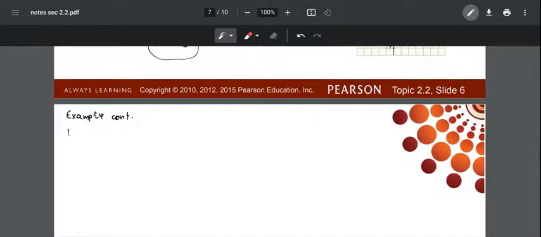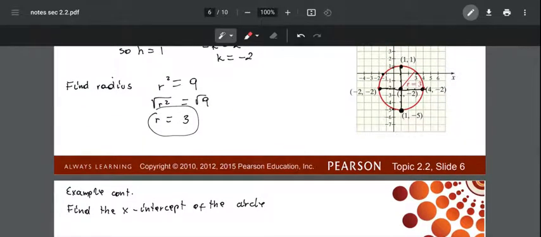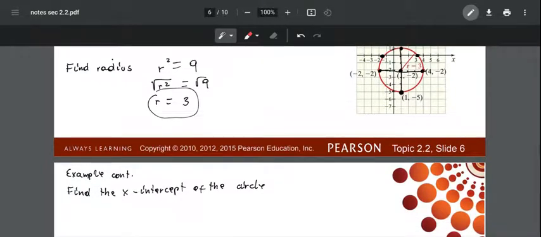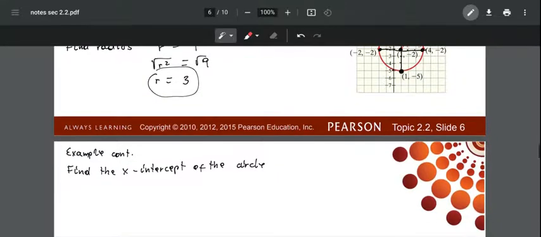Find the x-intercept of the circle. The x-intercept, which will be this point right here, is the point for which the y-coordinate is always equal to 0. The x-intercepts must be on the x-axis. So to find the x-intercept, set y equal to 0.